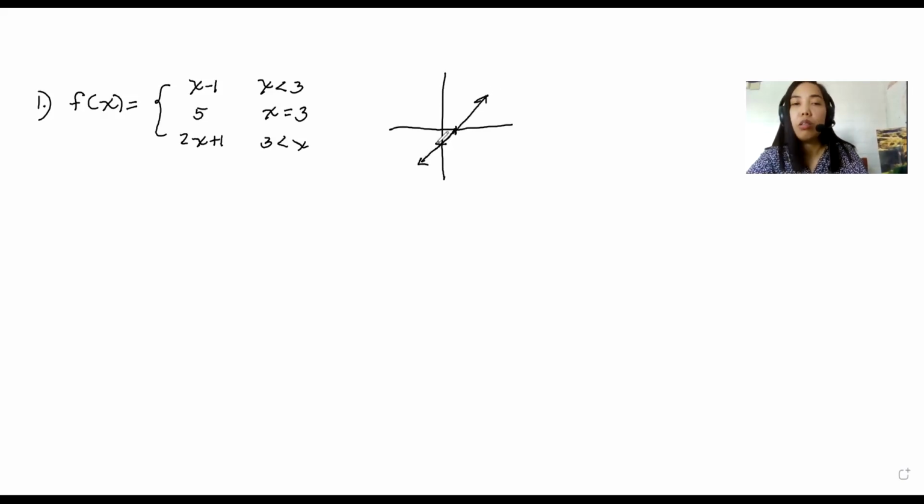But since this is piecewise, the value of x is less than 3. So it means that we just need to get the values from this part, because it's less than 3. And the other one, x is 3 and y is 5. Therefore, this is a point, (3, 5). And the third one is also a line.